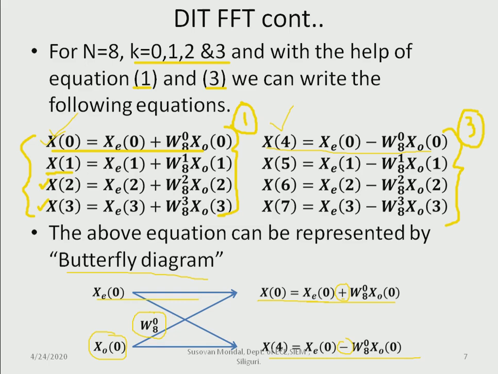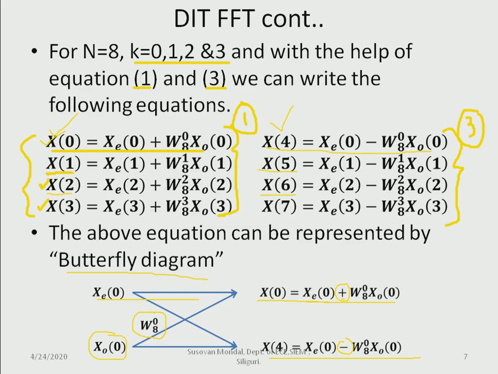By the same manner we can calculate x of 1 along with x of 5, and x of 2 along with x of 6. This is basically the output, the last stage equation of an n-point FFT. Why do we call it the last stage? It will be clear to you after a certain time. So this is the basic butterfly.